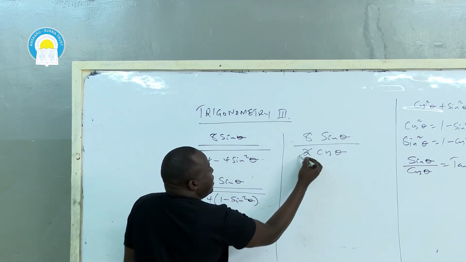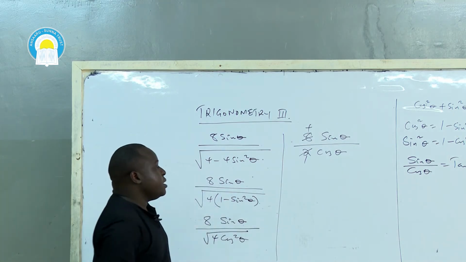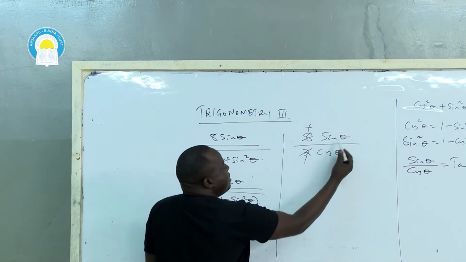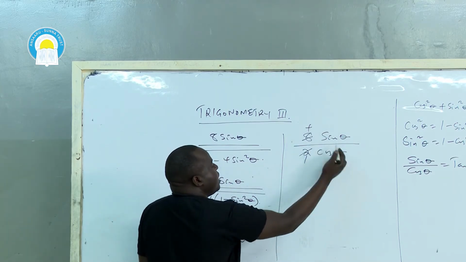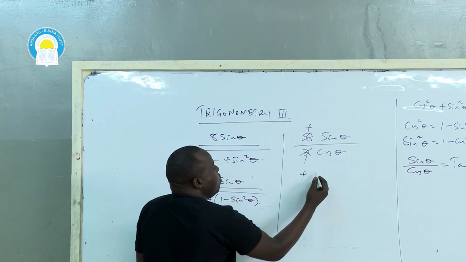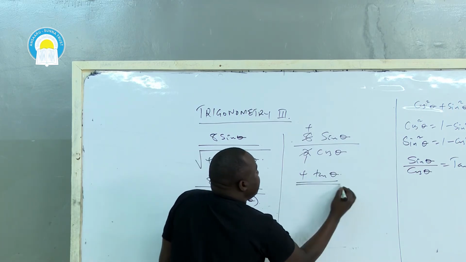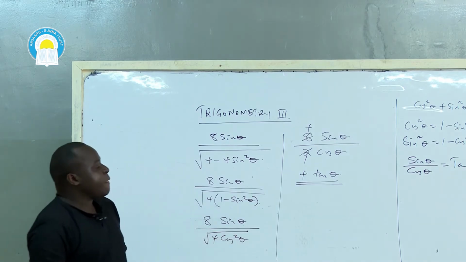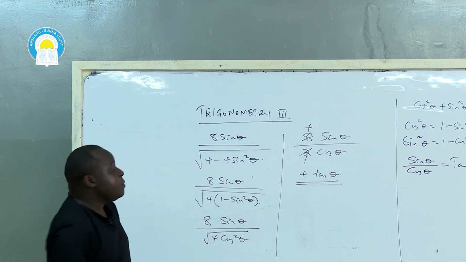Again, 8 divided by 2 is the same as 4. But there is sine theta over cos theta, which is the same as tan theta. So the final answer for this should be 4 tan theta. That is it. Okay, next example.